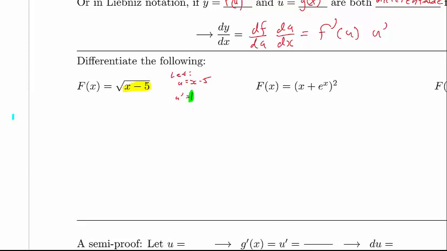And now let's go ahead and find our outside function. Well, our outside function, that's f of u, which is the yellow part. So this is simply the square root of u. And now we want to find out what is f prime of u. So we're going to take the derivative of this guy. f prime of u equals.